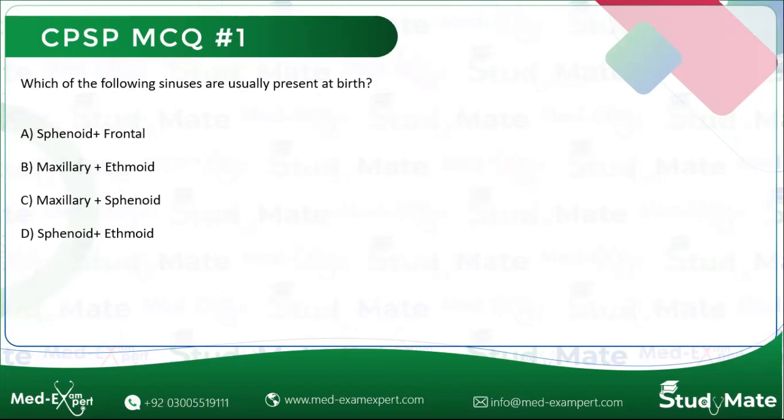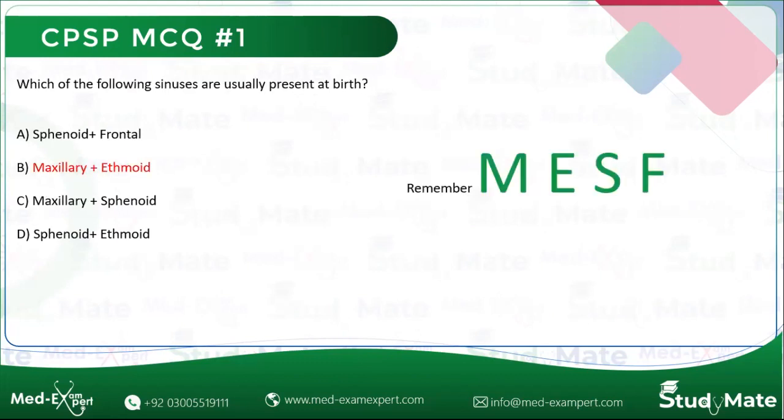Okay, so very good. I can see many correct answers. Correct answer is maxillary and ethmoid sinus are usually present at birth. So remember we had the mnemonic, messy fan. M and E are present at birth, and S and F are absent at birth. Maxillary and ethmoid sinuses are present at birth, whereas the sphenoid and the frontal sinuses are absent at birth.